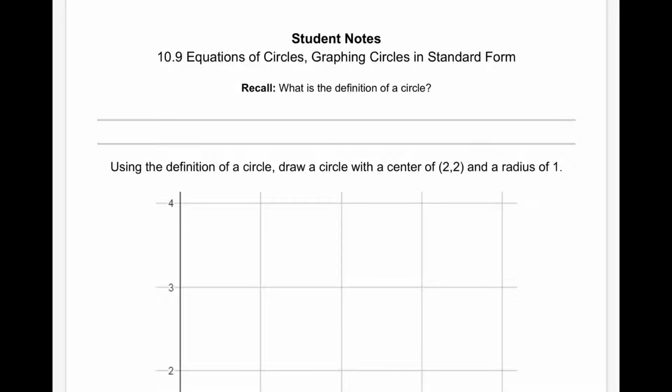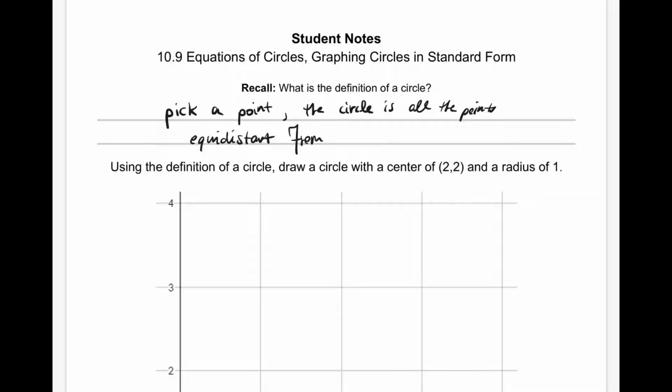You said first you pick a point. The circle is the collection of points that are all equidistant from that point. So we said the circle is all the points equidistant from that point. Now think about what this means literally.